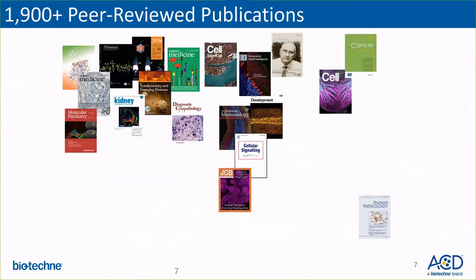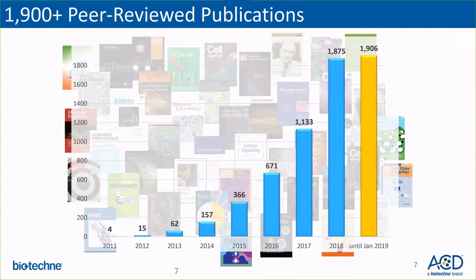To date, we have over 1,900 peer-reviewed publications using the RNAscope and BaseScope technologies. This shows the increase in market adoption of the RNAscope and BaseScope assays utilized in many different research and application areas, such as cancer research, neuroscience, and infectious diseases.